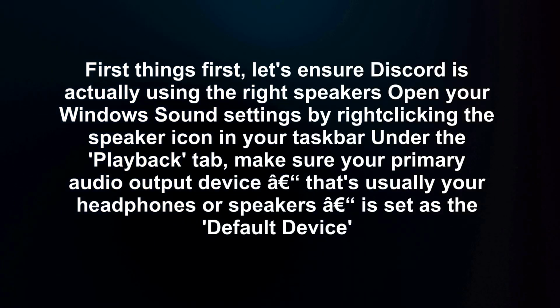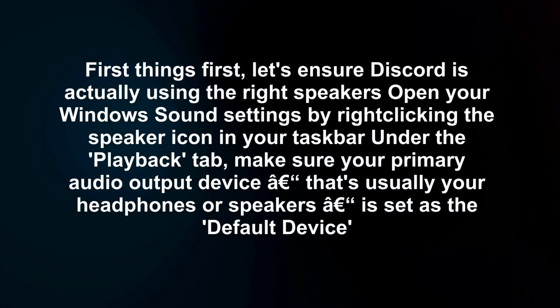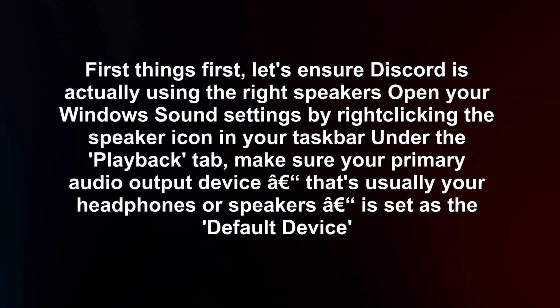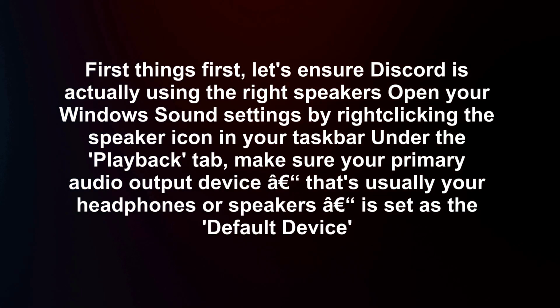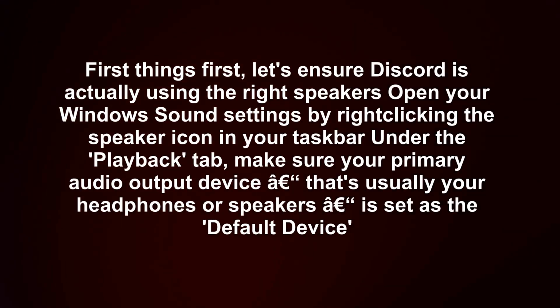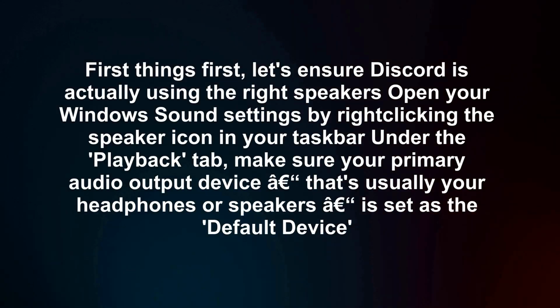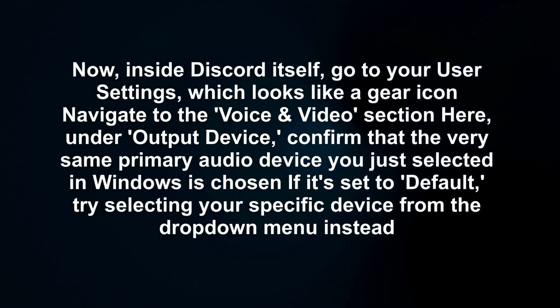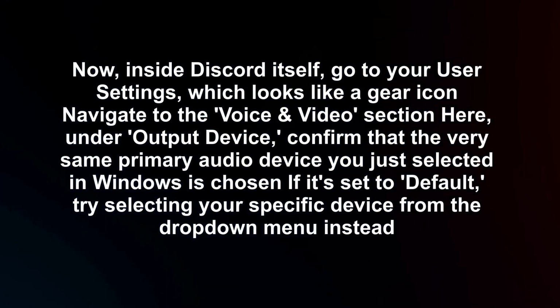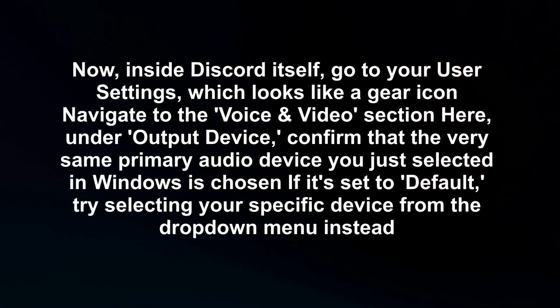Open your Windows sound settings by right-clicking the speaker icon in your taskbar, under the Playback tab. Make sure your primary audio output device, that's usually your headphones or speakers, is set as the default device. Now, inside Discord itself, go to your user settings, which looks like a gear icon.